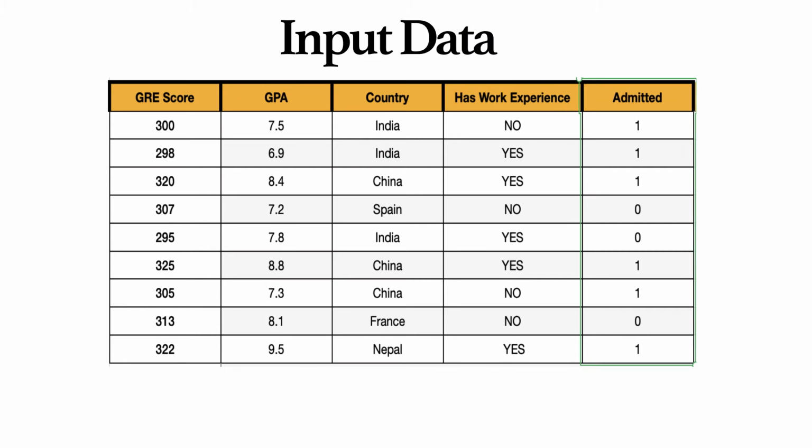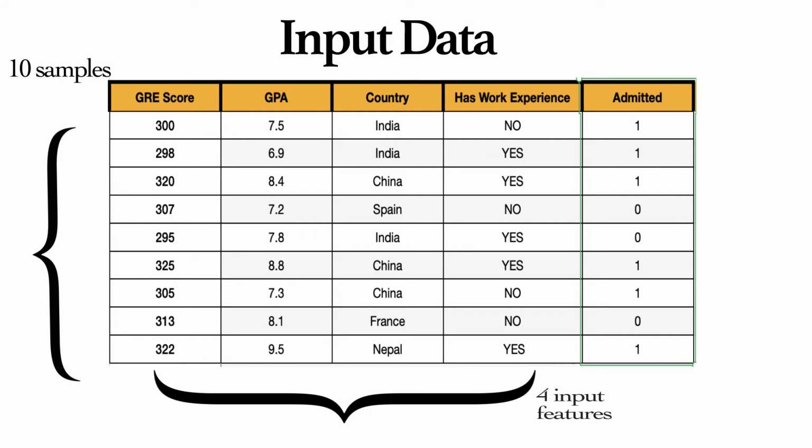Let's have a look at our input dataset. We have been given the admission dataset of a university. There are some input features and the output feature is whether the student will get the admit or not. The number of samples is 10. The number of input features is 4. The output feature or the target is a binary variable taking two values 0 and 1, and hence it is a binary classification problem.